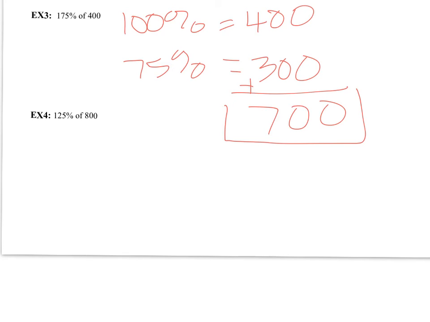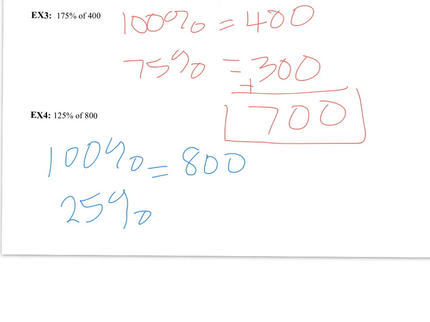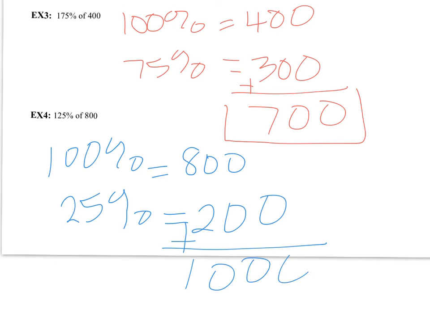Now in example number 4, we have 125% of 800. So again, we can break it apart to 100% and 25%. So 100% of 800 is 800 because it's the total. And then 25% of 800 would end up being 200. So again, we just add those two values together and we end up with 1,000. And that is the number that we have of the 125% of 800.